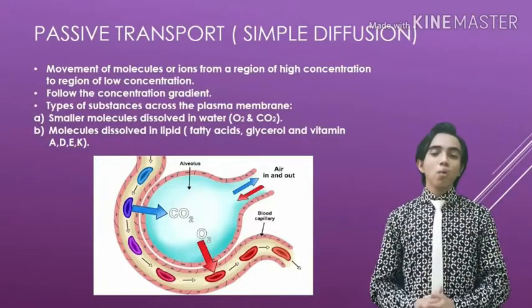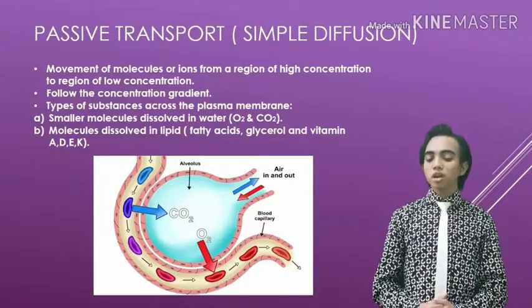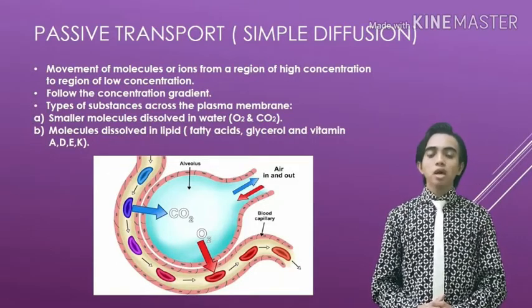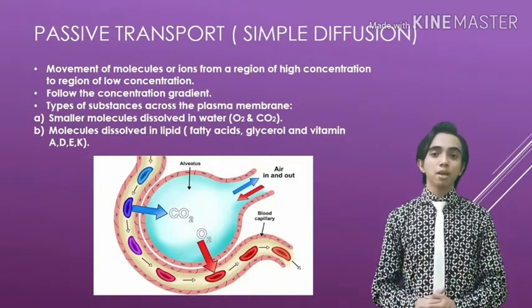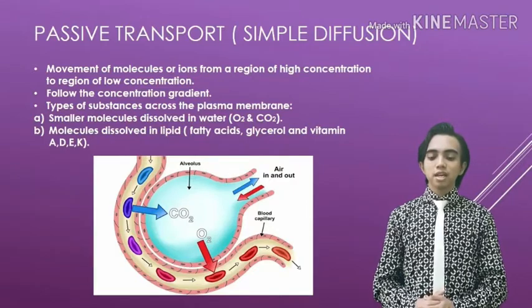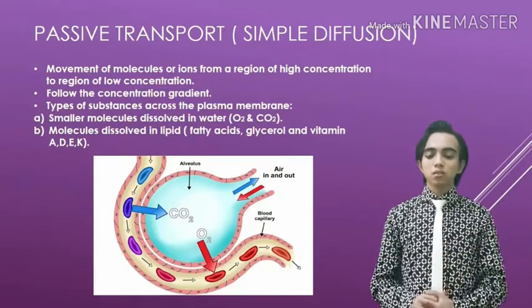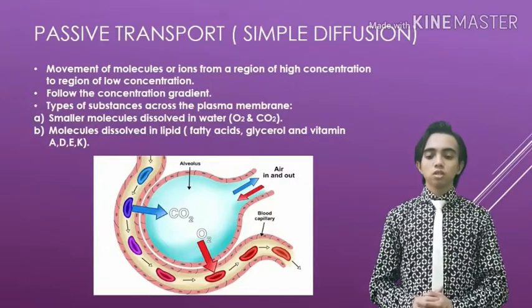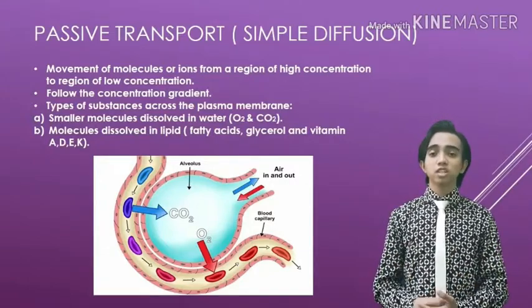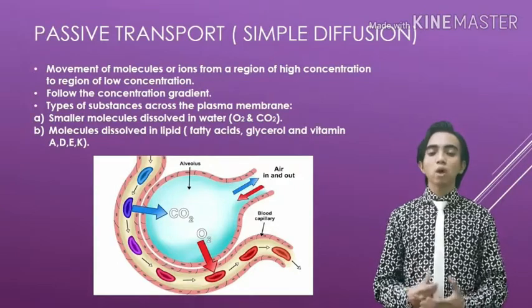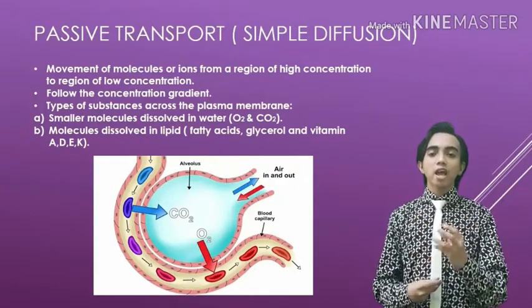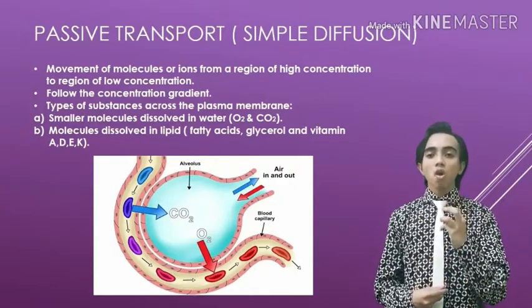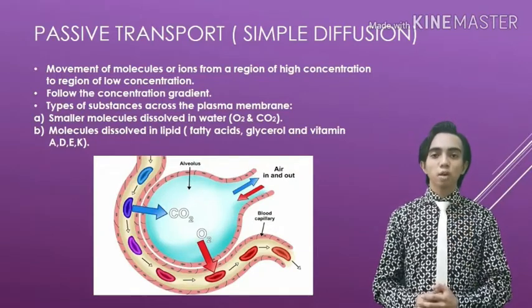Now we look at the figure below. The figure shows the respiration process that happens in our body, located in our lung, showing the alveolus and the blood vessel. How can simple diffusion happen? It happens when we are breathing air containing a lot of oxygen and less carbon dioxide.